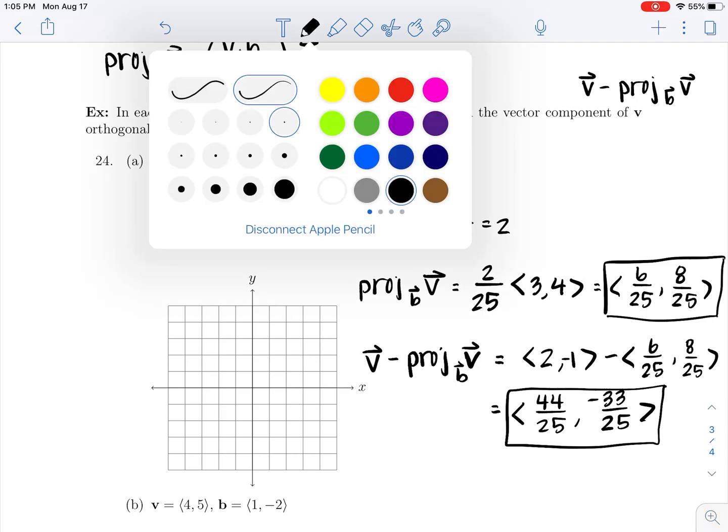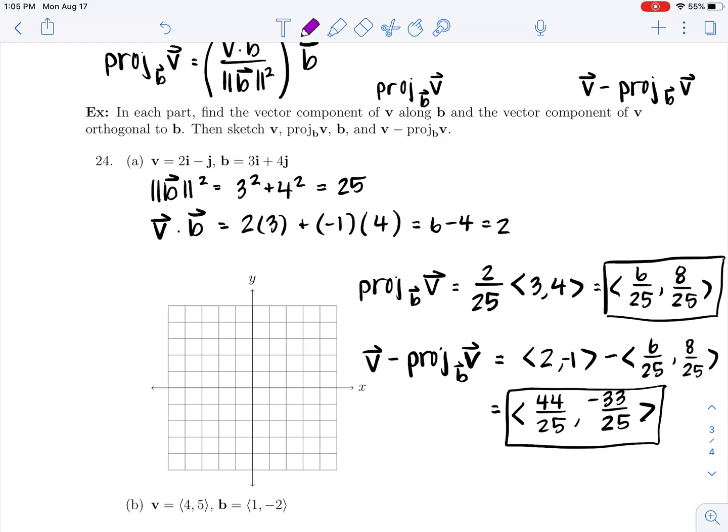So keeping with the colors that we were using previously, let's let purple be the vector V. So I want to go 2 in the X and negative 1 in the Y. And let me go ahead and draw that vector and make sure you label it as well. And then let's use blue for B. B is 3 in the X and 4 in the Y. 1, 2, 3, 4 right up here. And this is going to be tough because they're almost perpendicular. They're slightly acute. So the projection when we project down onto B is going to be tiny.